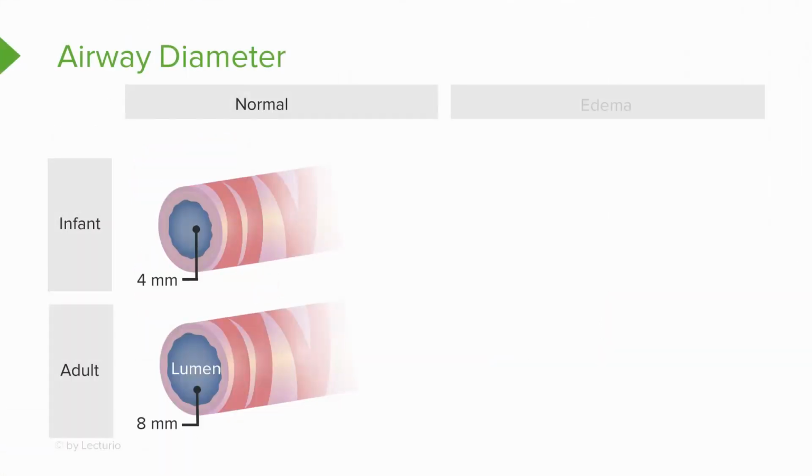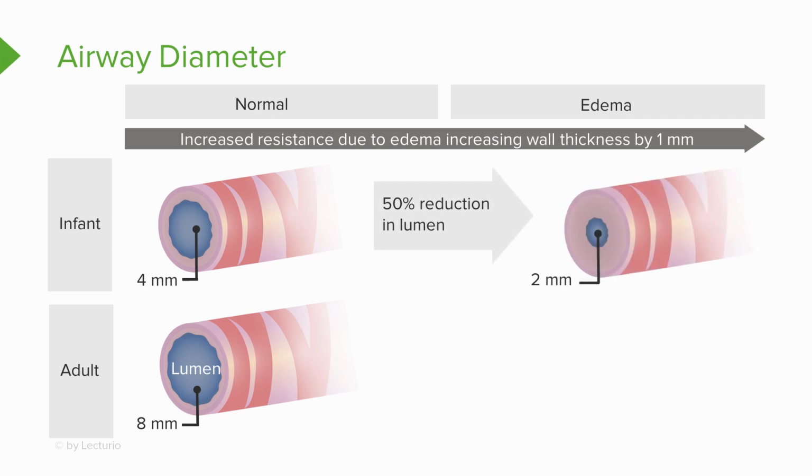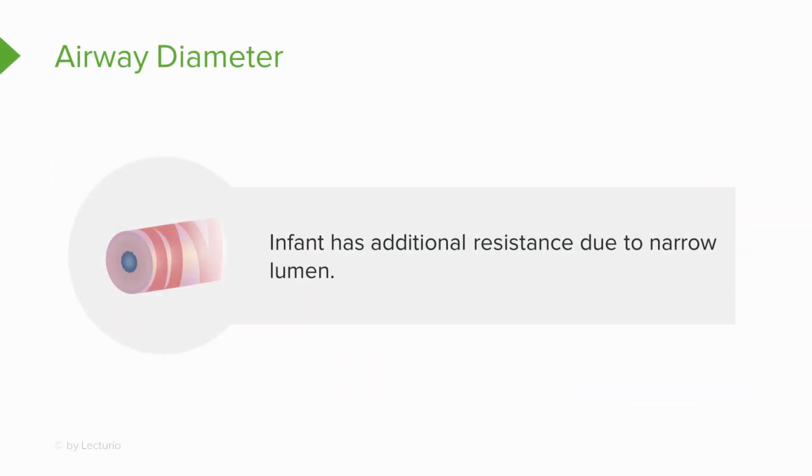Now let's say both of these patients get a cold. This is going to increase the wall thickness by about 1 millimeter circumferentially, and the patient will also develop mucus in the airway. This is going to cause a 50% reduction in the diameter of the pediatric lumen to about 2 millimeter size. And the adult patient, they're going to have the 1 millimeter of circumferential increased wall thickness, and this is still going to allow for 6 millimeter diameter in their airway size. The infant has additional resistance due to their narrow lumen.